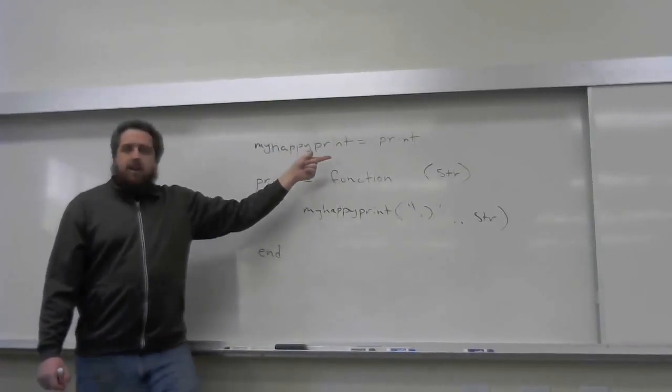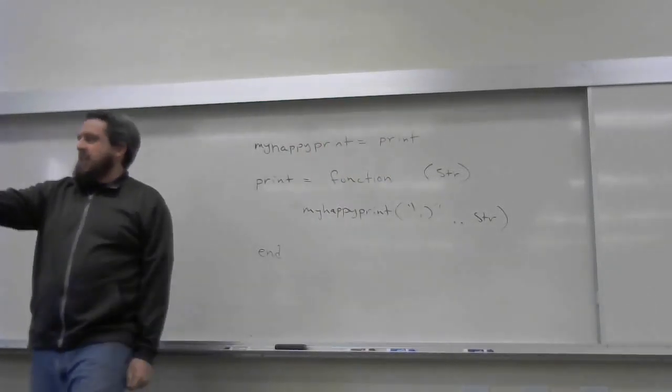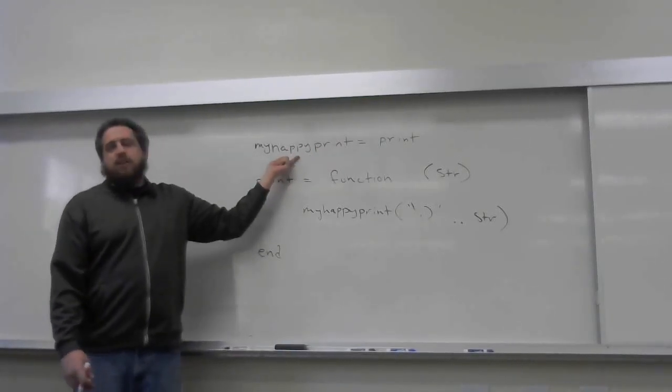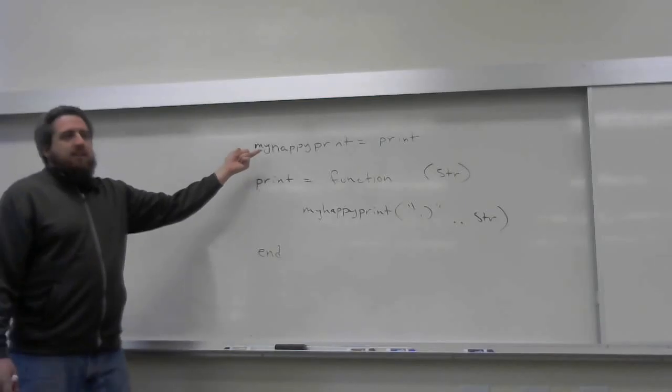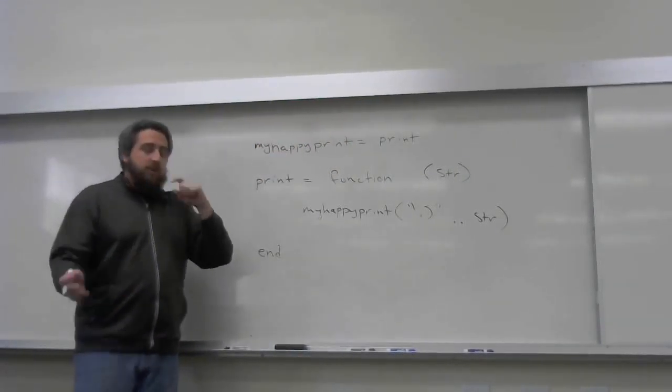So I'm saving the previous print function, the existing print function that allows me to print to the screen, where if I lost it, I wouldn't be able to print to the screen anymore. I'm saving it to a variable called myHappyPrint. So myHappyPrint is now a variable that has the print function. So myHappyPrint now prints the way we did before.